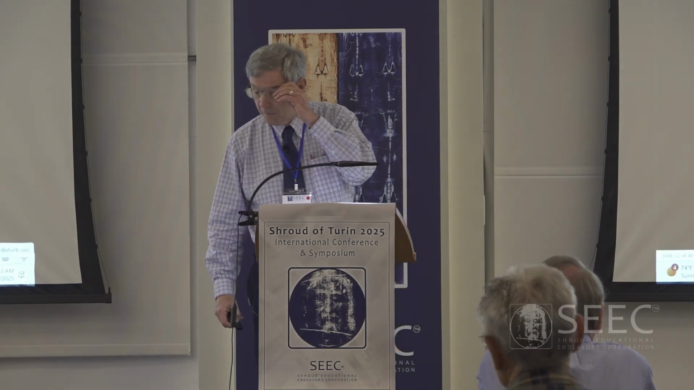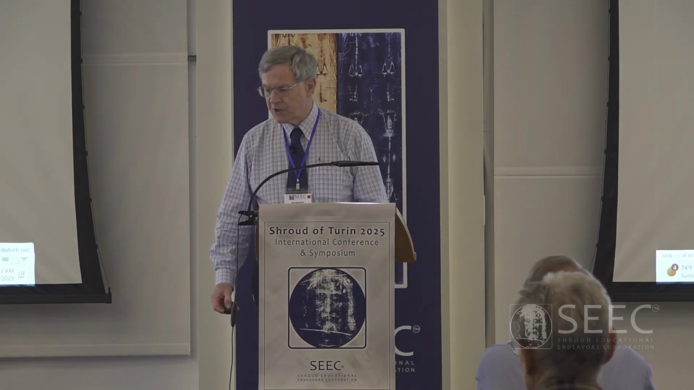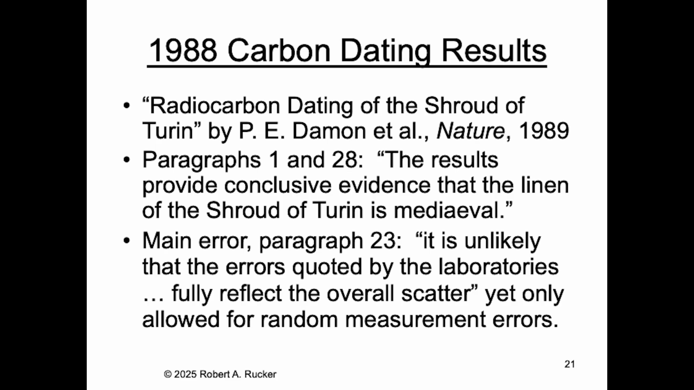Okay. So let's go into the dating. The results are published in the paper by P.E. Damon plus I think it was 21 others. But Damon was the first name, so it's simply called Damon commonly. Published in Nature, which is a very respectable, supposedly, British science journal, 1989. The title is Radiocarbon Dating of the Shroud of Turin. So paragraphs 1 and 28 include the comment here that the results provide conclusive evidence that the linen of the Shroud of Turin is medieval.